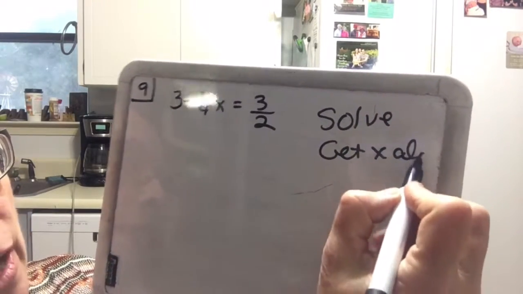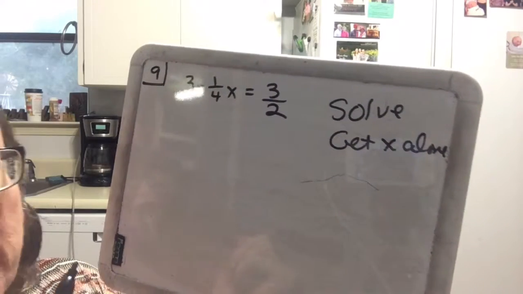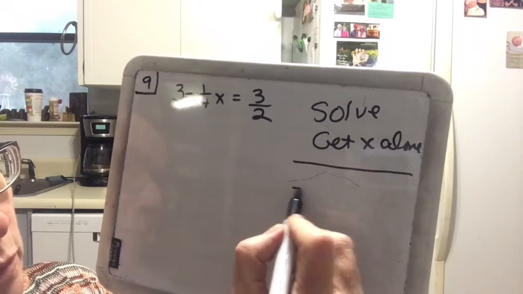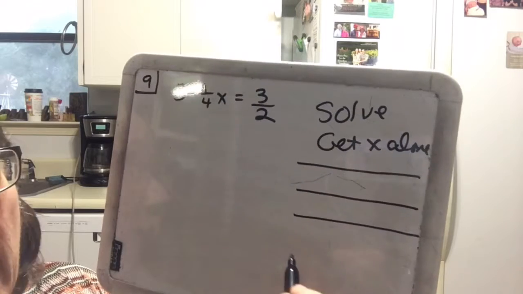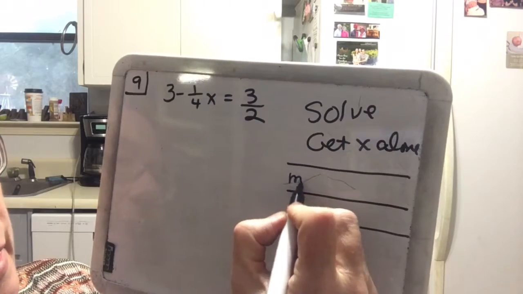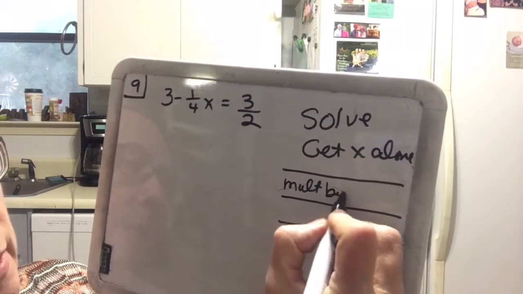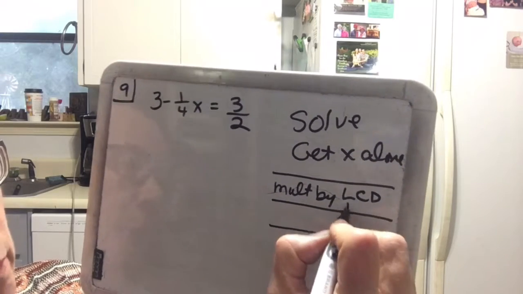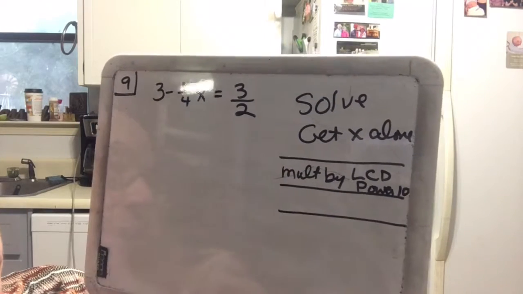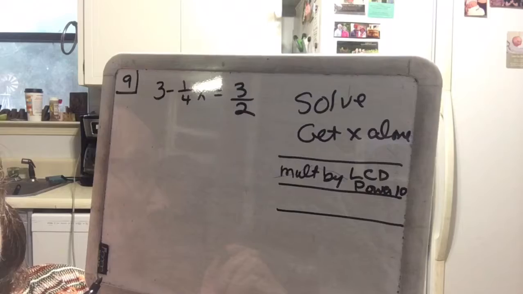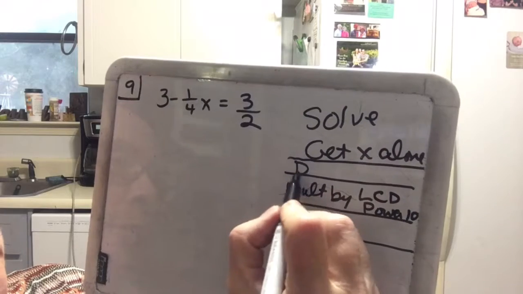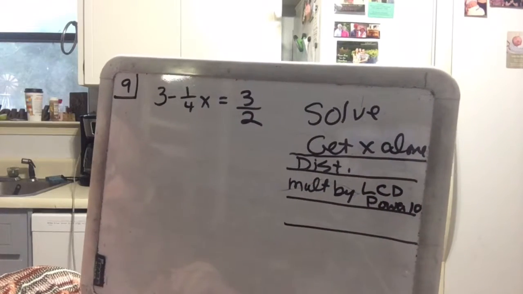On the board, I had put some steps that we're going to go through when we are solving an equation. Some of the steps were back over here in the simplify. Sometimes we multiply by an LCD or a power of 10, because if we have fractions, we want to multiply by the LCD. And if we have decimals, we want to multiply by a power of 10 to clear that out. Now, usually before that, we distribute. But in this problem, we have no distribution to worry about.